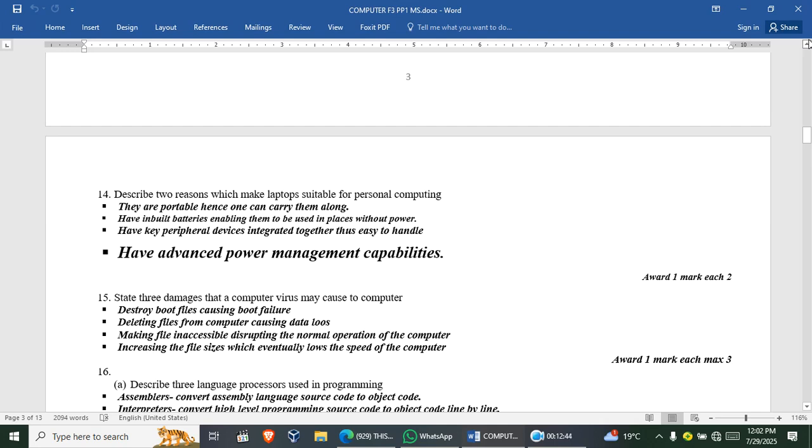So we have: destroy boot files, causing boot failure. Booting is the starting up of a computer; the virus may eat up the files and make your computer unbootable. Deleting files from the computer, causing data loss. That is self-explanatory: the virus goes away with the files or makes files lost. Making files inaccessible, disrupting the normal operation of a computer.